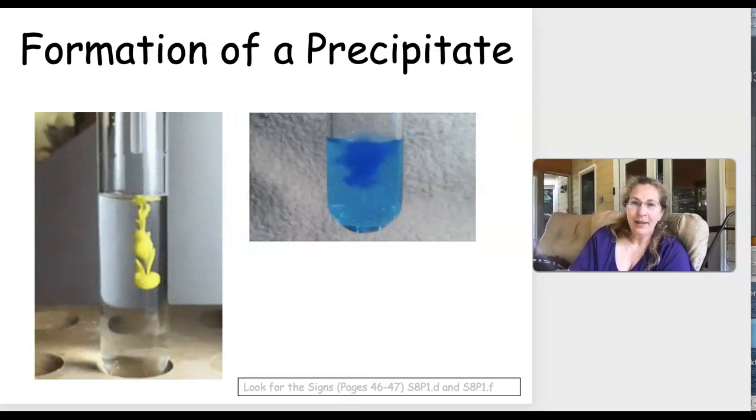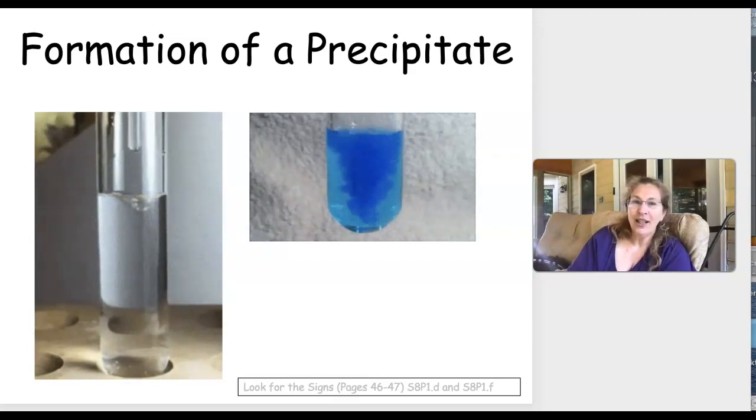Forming a precipitate. Precipitate is a chemistry term that we use to talk about something that falls out of solution. In Earth systems, you'll talk about a precipitate as precipitation. So make sure that you figure out that difference. In the example on the left, you see that they drop a drop of something into the test tube, and we get a yellow precipitate. A change in color occurred, and we're getting something falling out of solution.